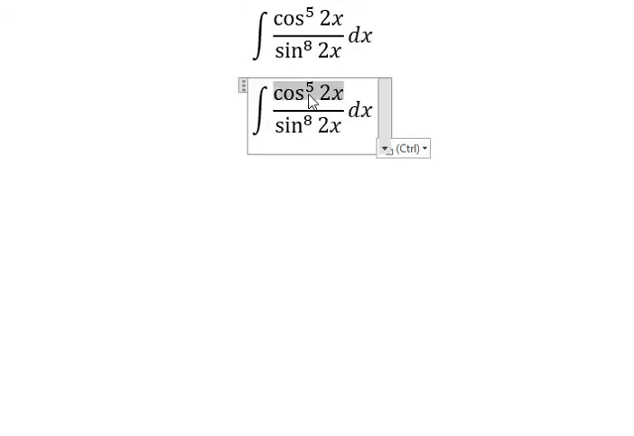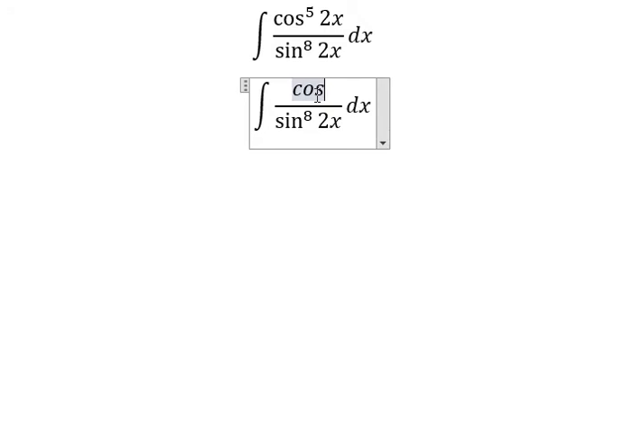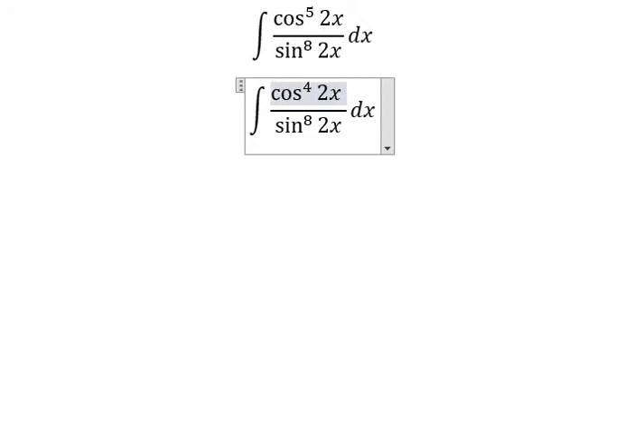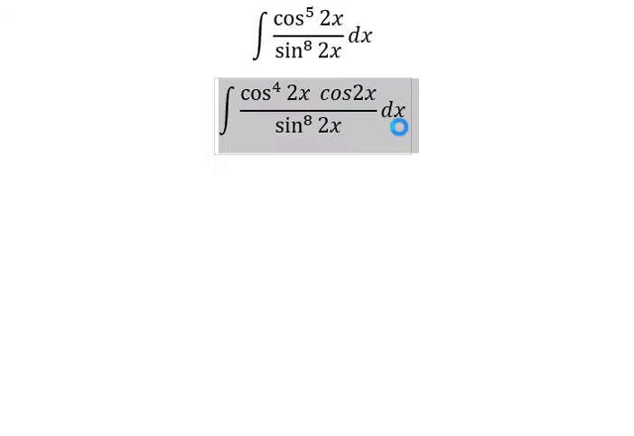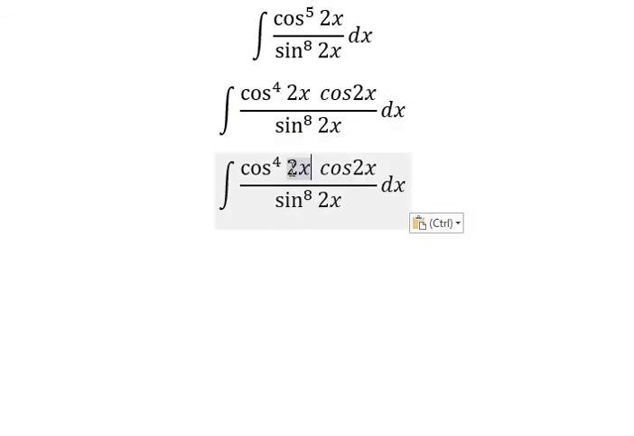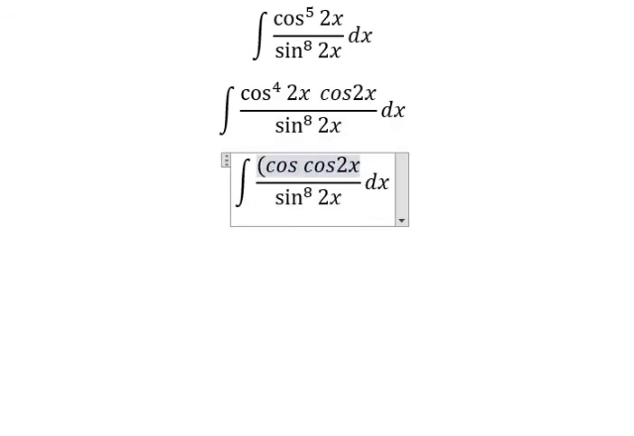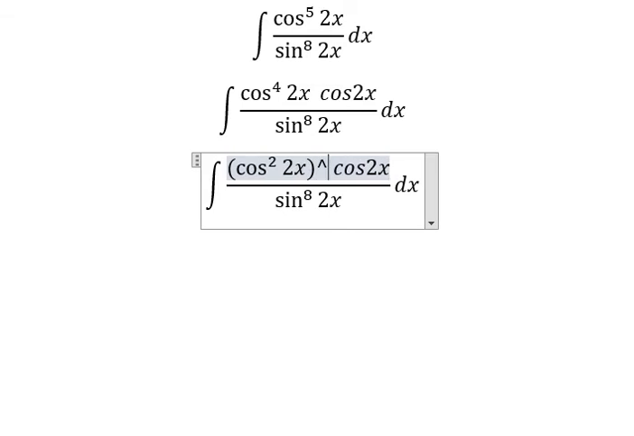About cosine 2x to the power of 5, we can write it as cosine 2x to the power of 4 multiplied by cosine 2x. And this one we can write as cosine 2x squared, everything to the power of 2.